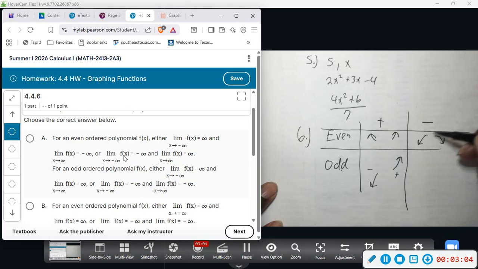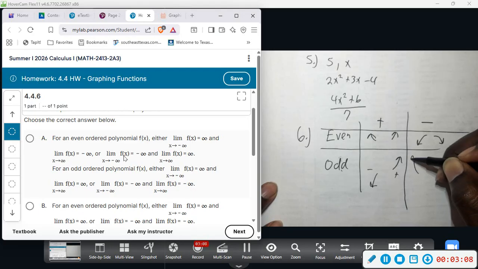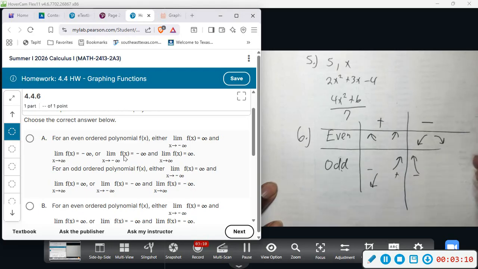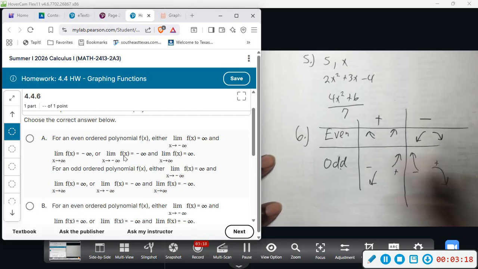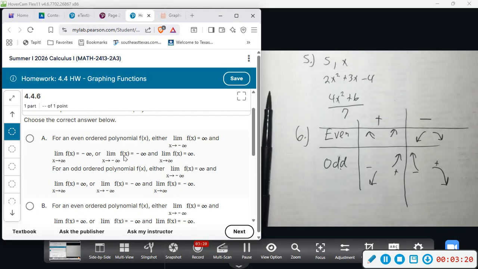If you have odd and negative, it flips. So the left side goes up to positive infinity, the negative side of the graph. The right side of the graph, the positive side, goes down to negative infinity. So this is the end behavior. This is what we're referring to.